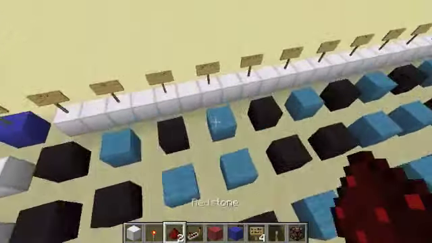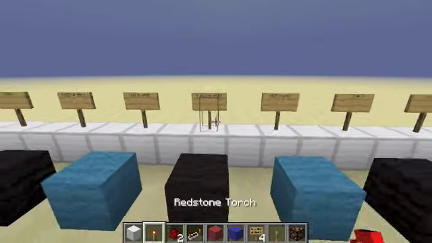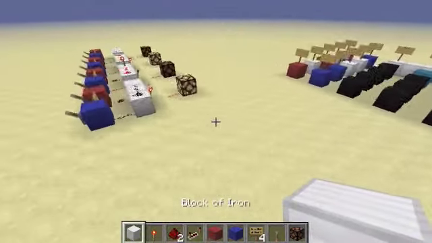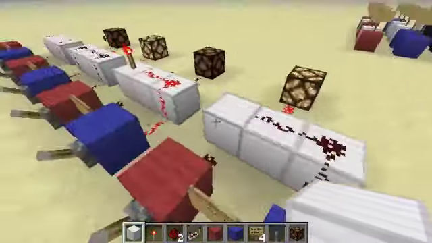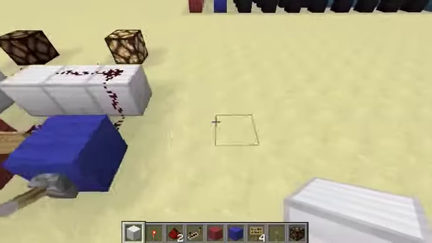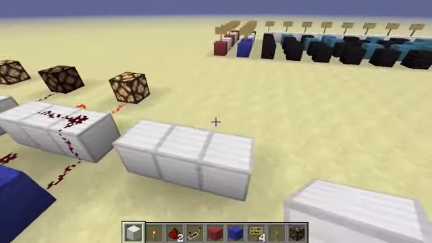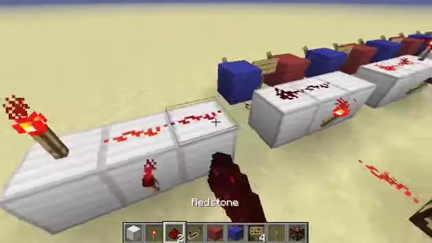Now let's move on to the next one. This is a B not A gate, and it's basically the inverted version of this one over here, the A not B gate. This is B not A. Simply reverse the design like this.